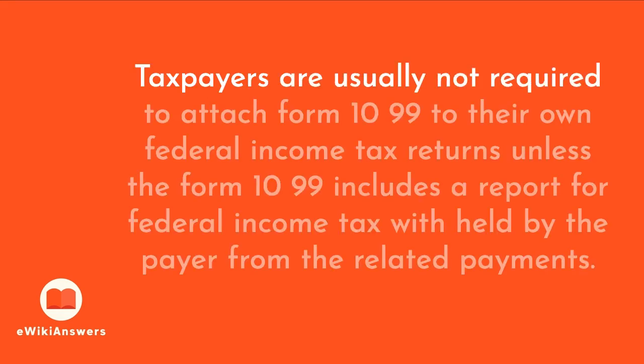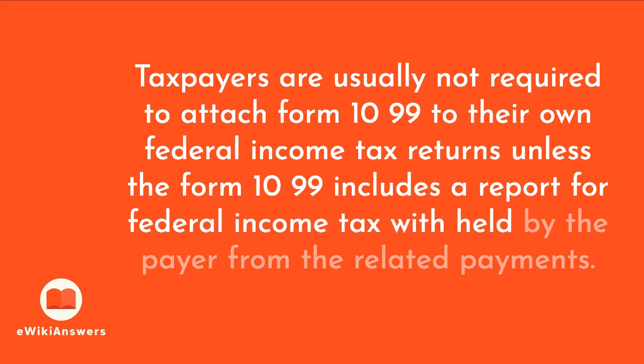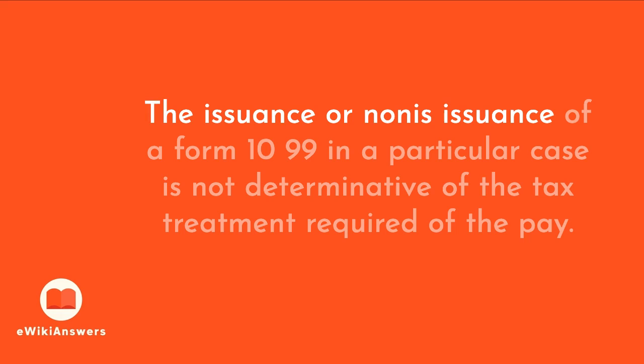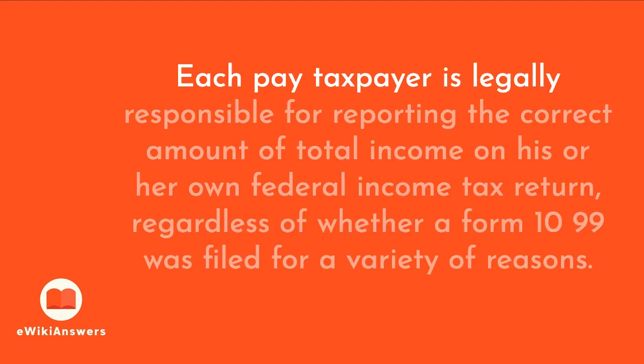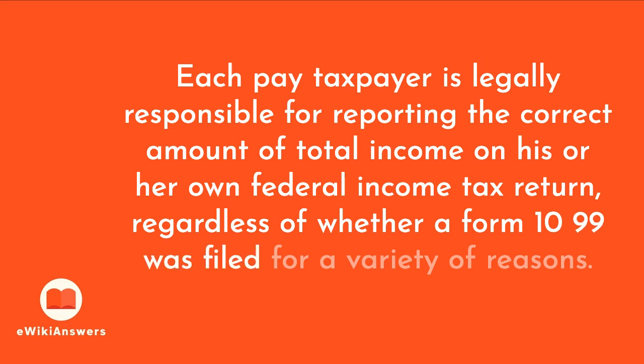Taxpayers are usually not required to attach Form 1099 to their own federal income tax returns unless the Form 1099 includes a report for federal income tax withheld by the payer from the related payments. The issuance or non-issuance of a Form 1099 in a particular case is not determinative of the tax treatment required of the payee. Each payee taxpayer is legally responsible for reporting the correct amount of total income on his or her own federal income tax return, regardless of whether a Form 1099 was filed.